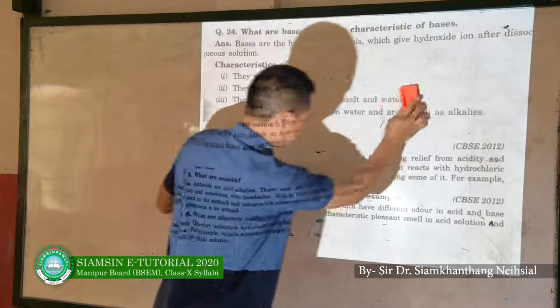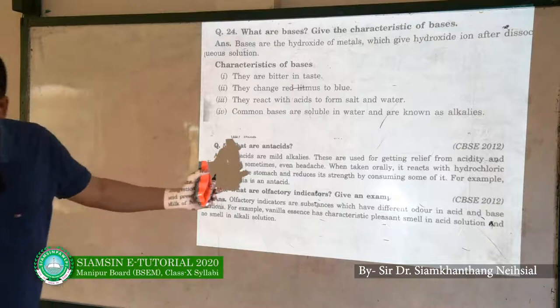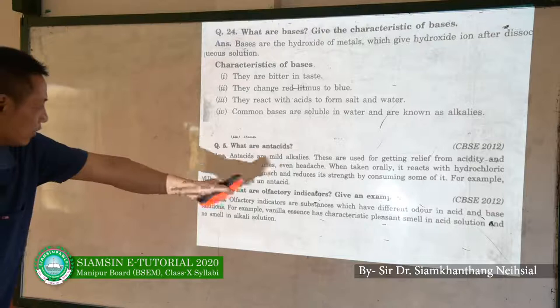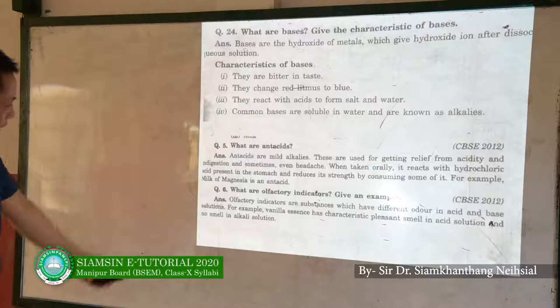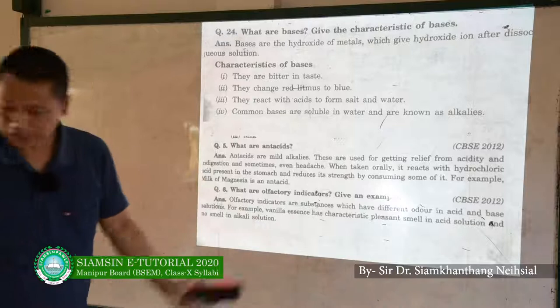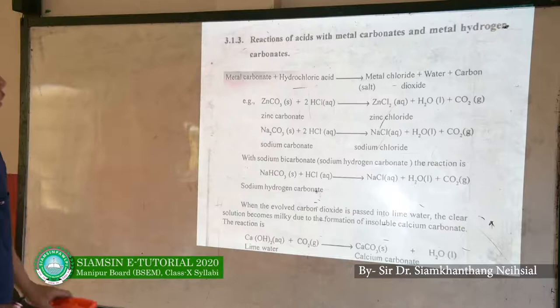What are antacids? Antacids are mild alkalis. What are olfactory indicators? Substances which have different smells in acid and bases. An example is vanilla essence.